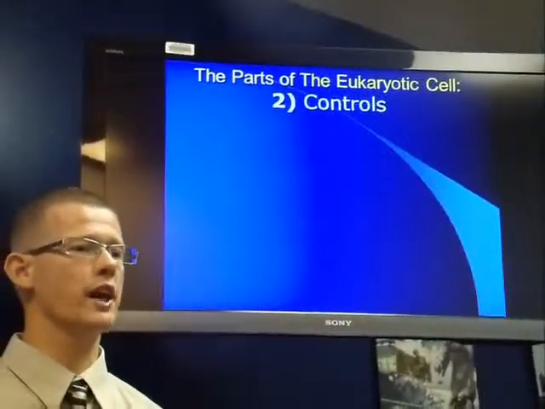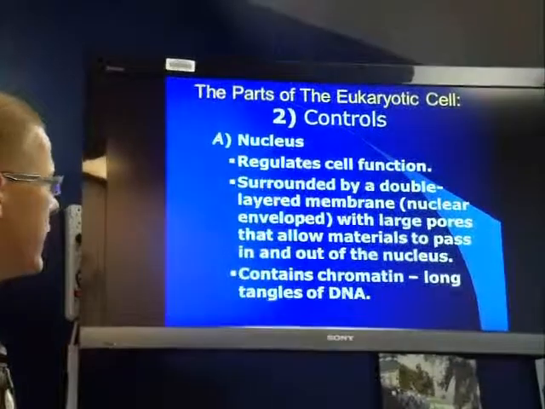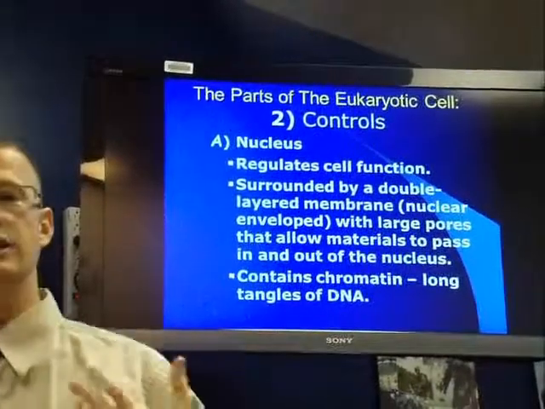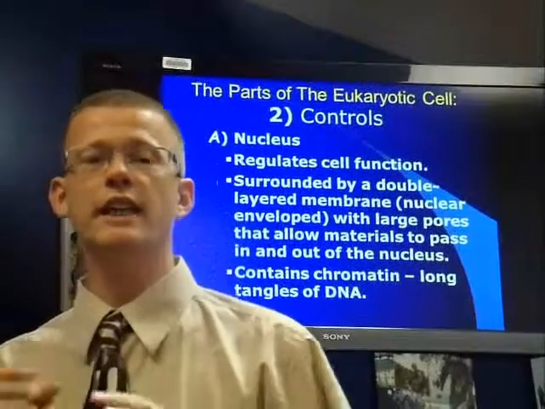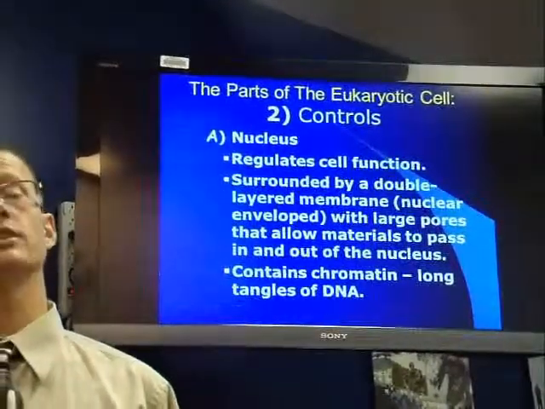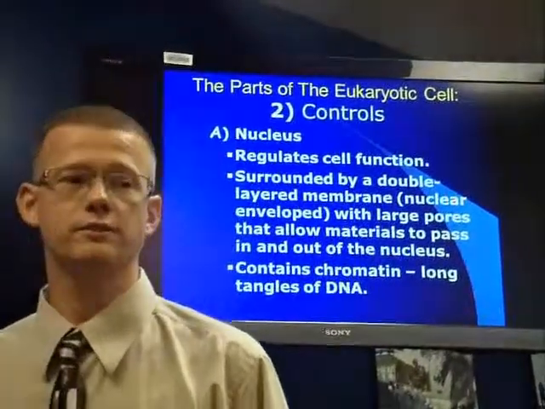Now, when we get into the eukaryotic cells, it's important to know that we do have a control center as well. Okay? And that's the nucleus that we talked about briefly. The nucleus regulates cell function. It's surrounded by a double-layered membrane, and again, it has large pores. So it also is semi-permeable, and it allows things to go in and out of the cell.